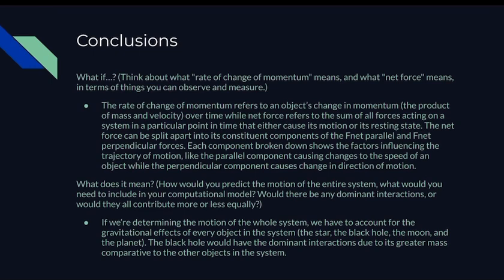And then for what does it mean? If we're determining the motion of the whole system, we have to account for the gravitational effects of every object in the system. And the black hole would have the dominant interactions due to its greater mass.